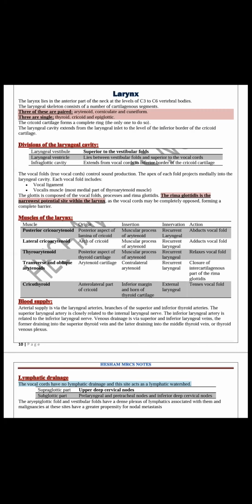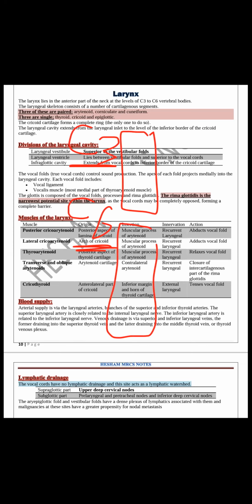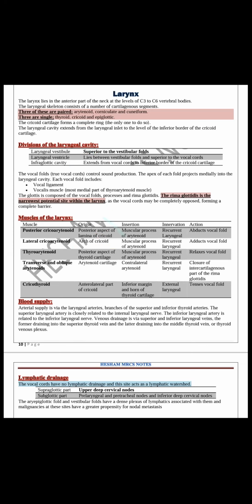The larynx starts from C3, where this is the hyoid bone, until it reaches C6. Below C6, the larynx will continue as the trachea. So this is the first information regarding the larynx.